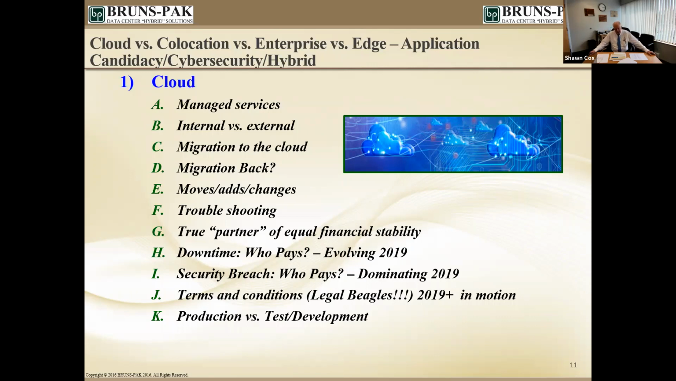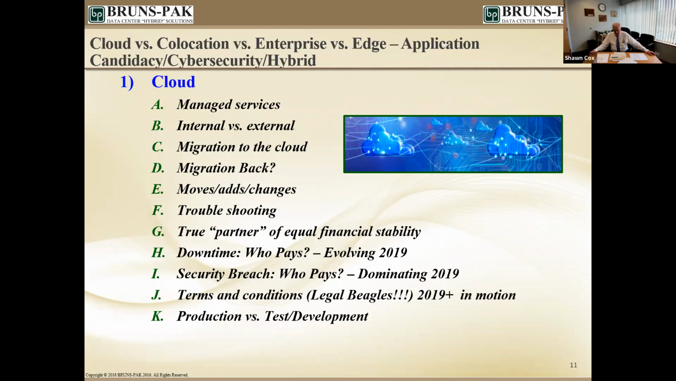How are they addressed financially? Troubleshooting, what are my parameters associated with it? And a true partner of equal financial stability. We've seen this recently. Some of the gigantic guys, needless to say, are more sound than our federal government, if you would, because they're not going to go anywhere anytime soon. And that's key where you're putting your data.